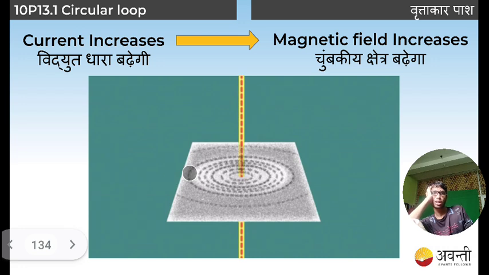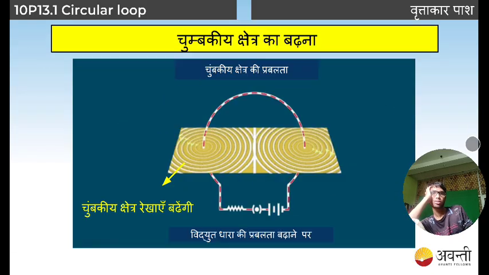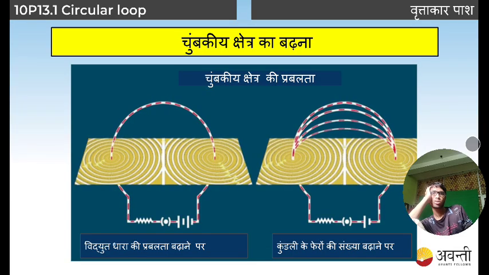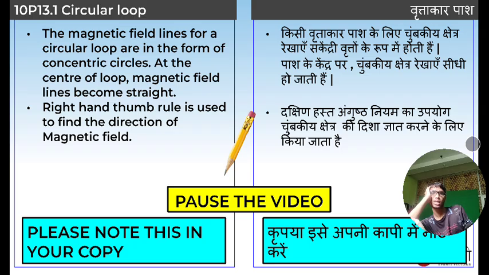Current increases, magnetic field increases. When current increases, of course, the magnetic field increases. If the magnetic field is increasing, it means current is increasing. Magnetic field lines for a circular loop are in the form of concentric circles. At the center of a loop, the magnetic field lines become straight. Right hand thumb rule is used to find the direction of a magnetic field.